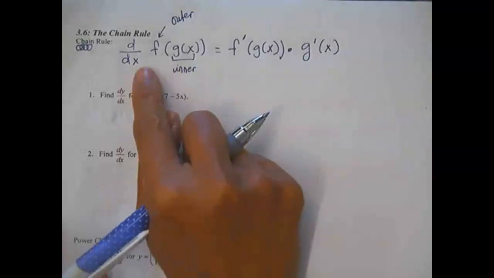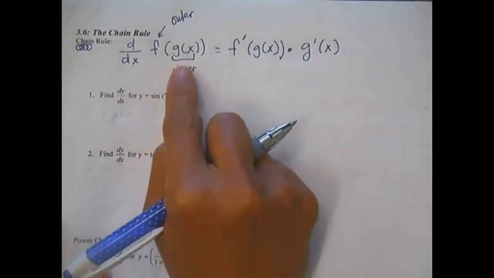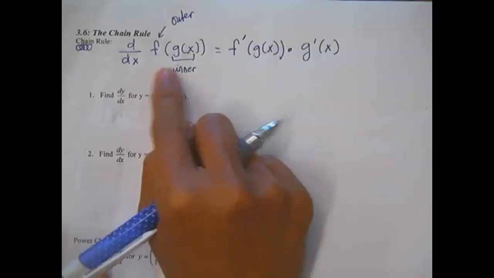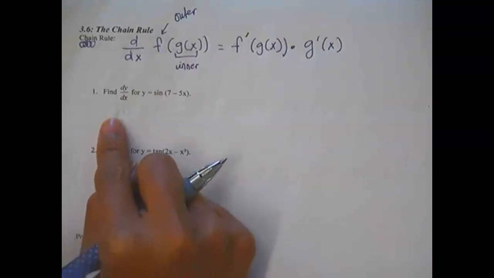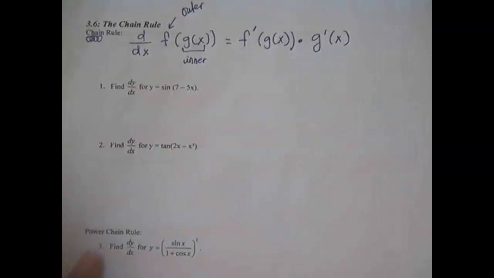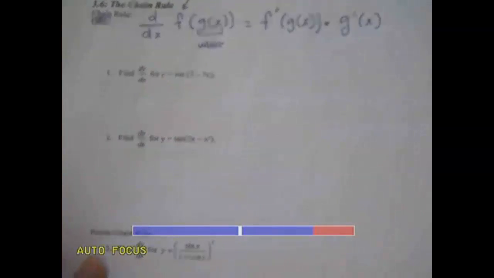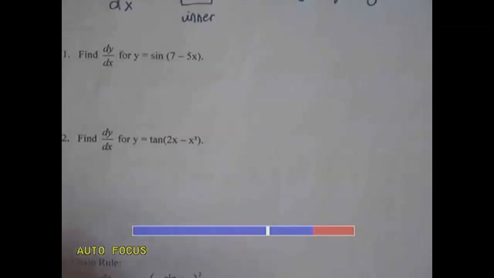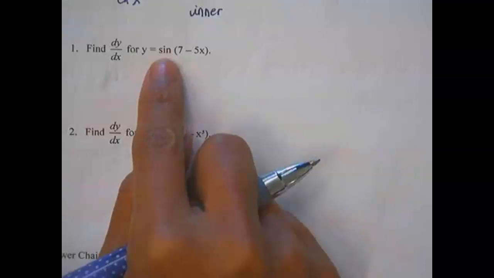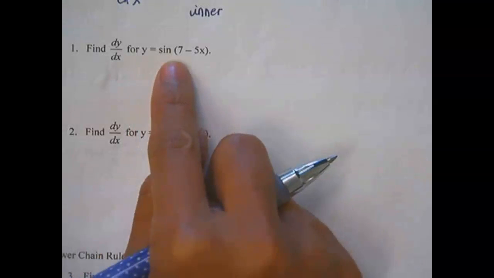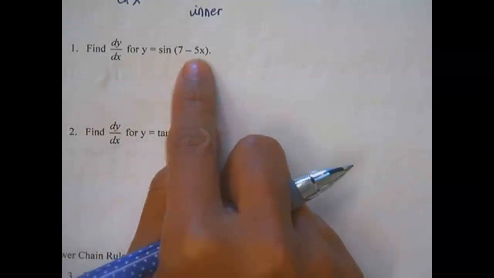So the chain rule is used for the composition of two or more functions. You can have more than just two. So let's look at this very first example. Find the derivative, which I'm going to need to be very, very neat, okay? Find the derivative with respect to x of y equals sine, which is the outer component. The inner component is 7 minus 5x.